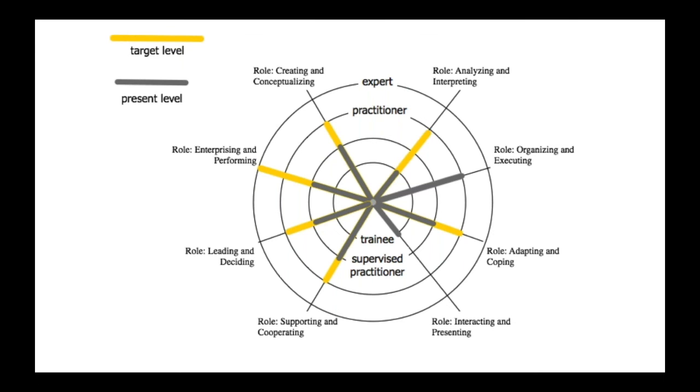A series of competencies, present level in gray, target level in yellow, and that's where we're seeing the basic idea of a competency gap, and the idea then of establishing what you have to do. In this particular case, I've got the levels in these competencies as trainee, supervised practitioner, practitioner, and expert. What do I have to do to get from supervised practitioner in, for example, creating and conceptualizing, to practitioner level? And that, in essence, is what it's about.